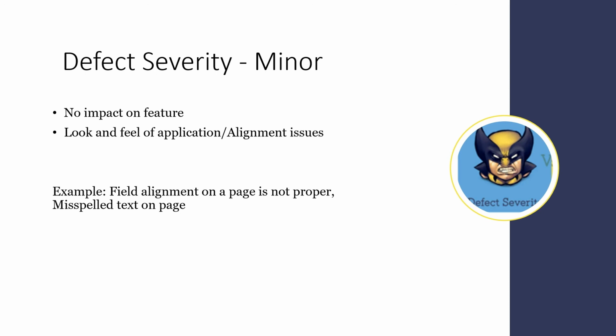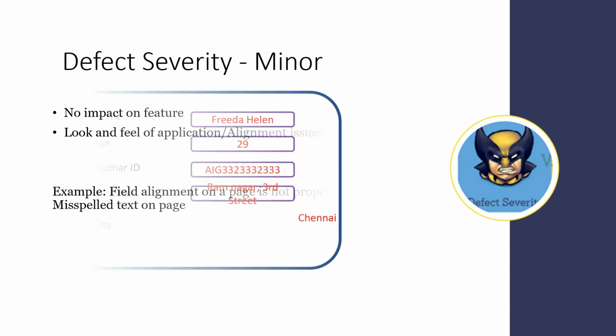Okay, now minor. Minor is something which is not going to affect your functionality. Any look and feel of the application, like a button is misaligned, or a text is not proper, or the font is not matching the requirement, all sorts of this type will come under your minor severity bugs. Examples are field alignment on a page is not proper, or a misspelled text on a page. These things will fall under a minor severity defect.